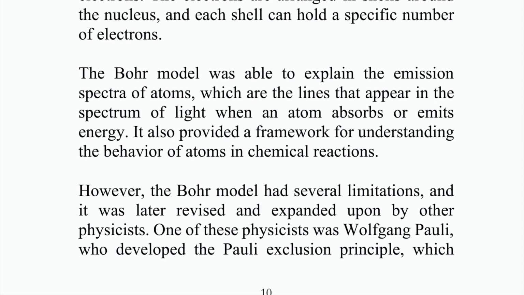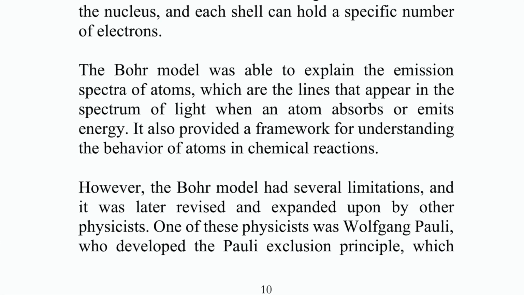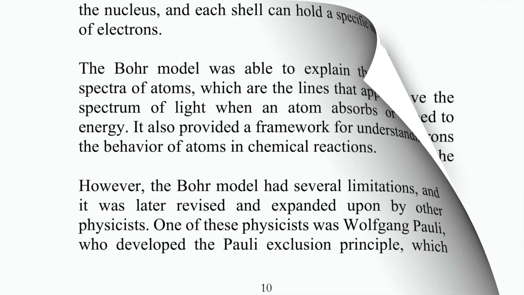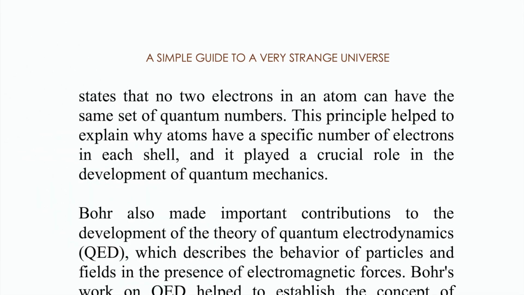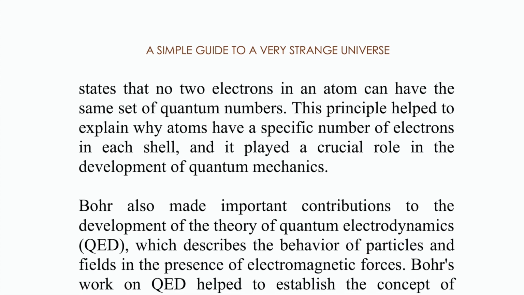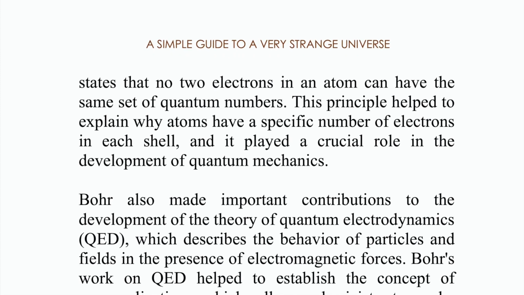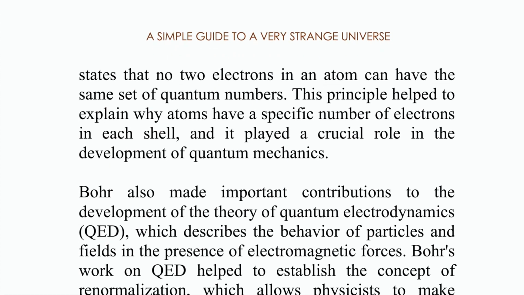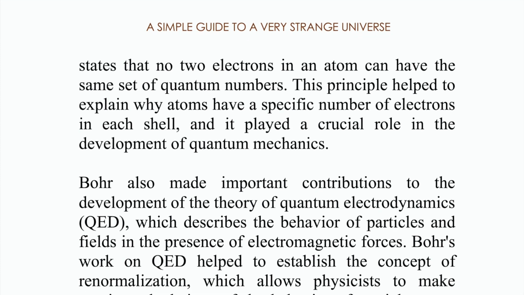One of these physicists was Wolfgang Pauli, who developed the Pauli exclusion principle, which states that no two electrons in an atom can have the same set of quantum numbers. This principle helped to explain why atoms have a specific number of electrons in each shell, and it played a crucial role in the development of quantum mechanics.